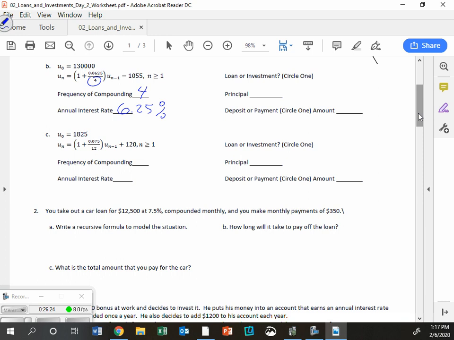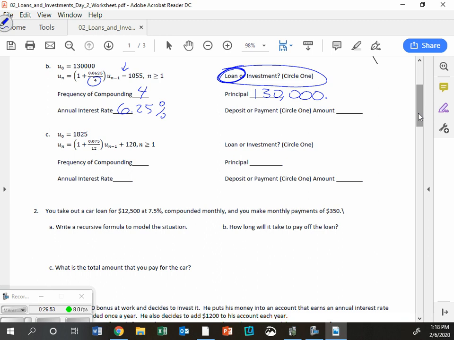Next, the principal, loan or investment. That little symbol tells us. Since it says minus, what do you think, loan or investment? Loan, because you want it to drop every month until it's gone. All right, so loan. And that principal was how much you borrowed. You borrowed $130,000. That's a lot of dough. Must be buying a really expensive car or maybe a house. Or maybe you borrowed a lot for college. That would be a scary number.